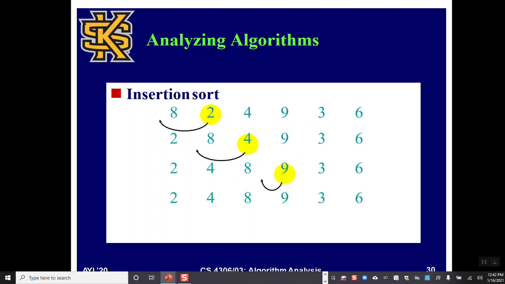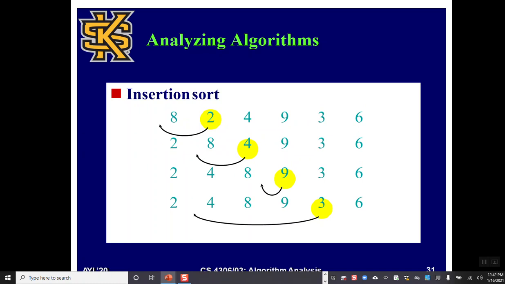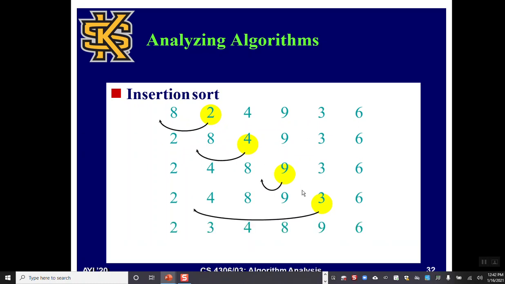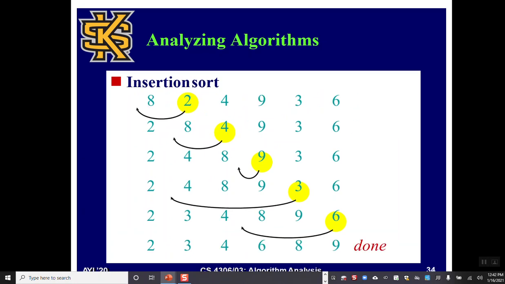If we go through these slides, we will see how the comparison goes, and that there are many more comparisons. How many comparisons do we need? How many elements do we have? 1 2 3 4 5 6 elements, right? So we need 6 minus 1, that means 5 comparisons. 1 2 3 4 5 comparisons. At the end of 5 comparisons we will get our sorted list.